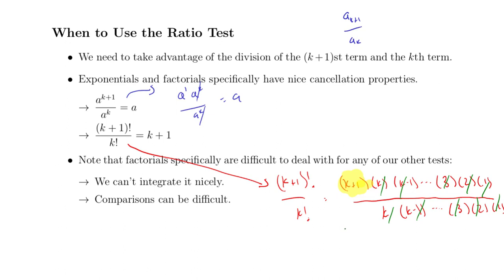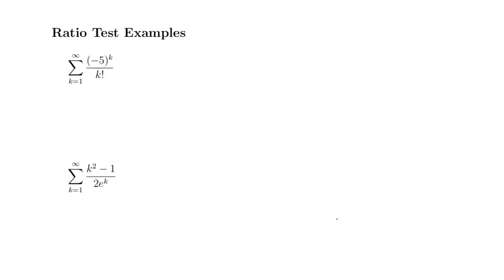So factorials are really nice, specifically because they're hard to deal with in other cases. They're not nice to work with the integral test because we don't know how to integrate something with a factorial. It's not a continuous function. Comparison tests can be sometimes difficult with factorials. Maybe you've already seen that. You can apply some comparison tests to things with factorials, but sometimes it's really hard. So the ratio test is going to be really nice for factorials specifically, but also things like exponentials will work out nicely too.